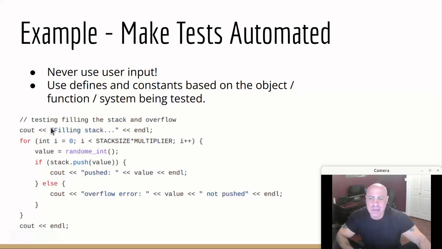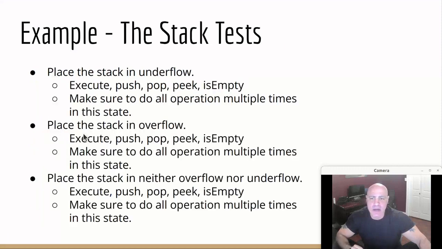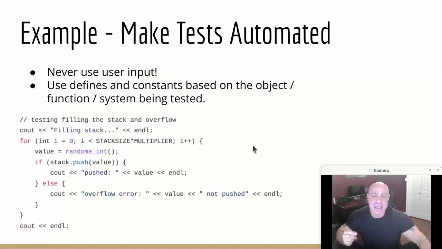So here's a simple example. If I'm going to test filling the stack and overflow, okay, so we go back to our test. Which one am I doing here? I'm placing the stack in overflow, and then I'm executing push. Okay, so I'm doing one state, one operation in this example. But I want it to be so that it's always going to work. No matter what I do, it's always going to work. Okay, so how would I do that?